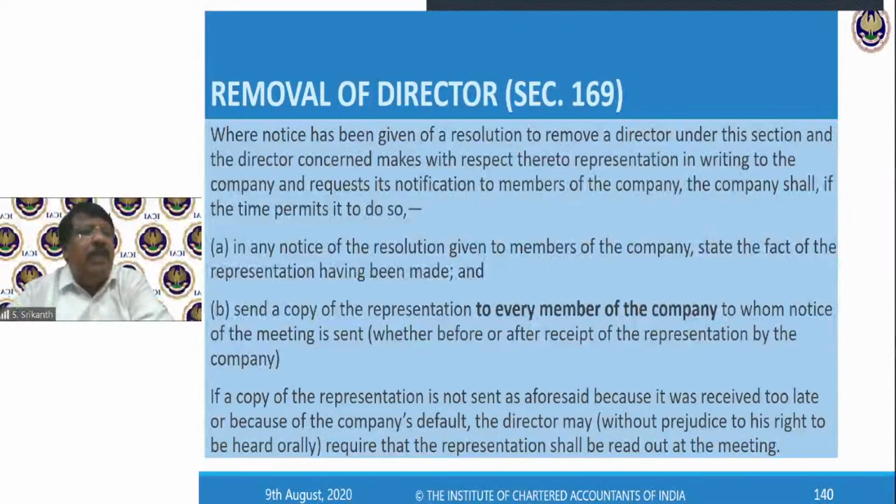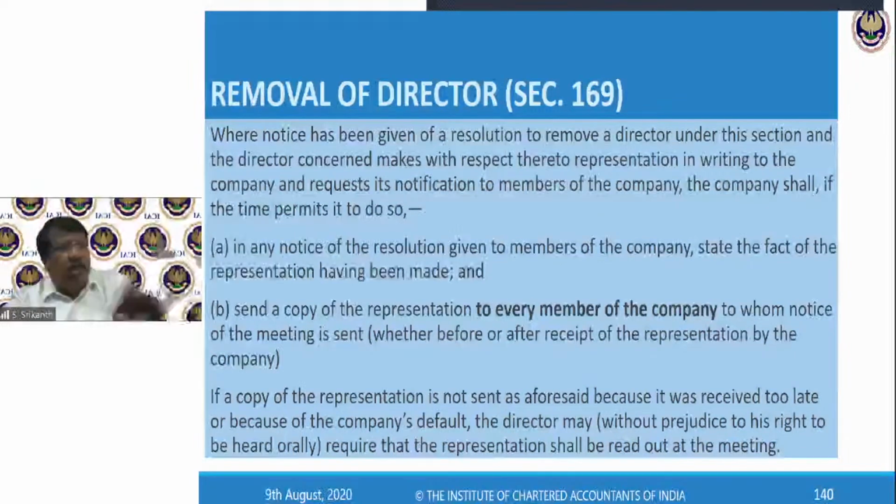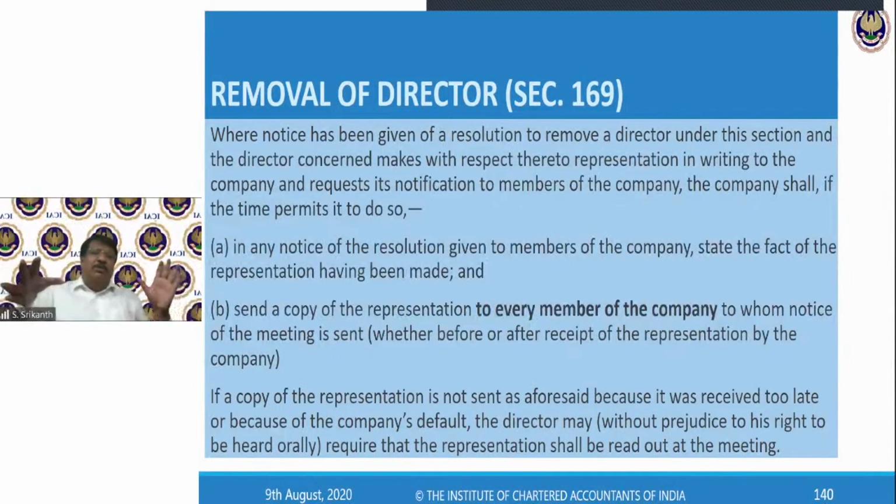But ideally, it should be circulated to all the members so that members will have a clear idea of the total picture. You are saying you are going to remove Mr. Donkey, but Donkey is saying that you are all monkeys, you are doing all nonsense. So who is right, who is wrong? That is for the members to say. But both the points of view should be given.